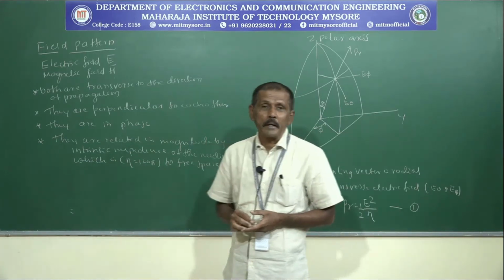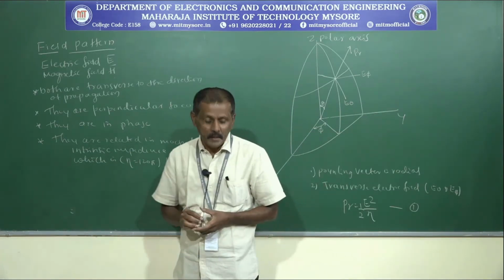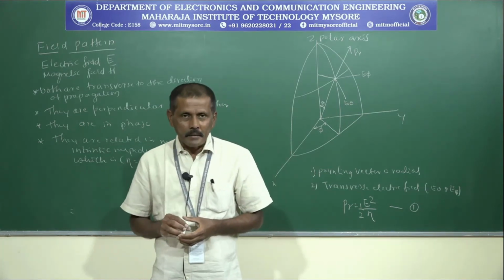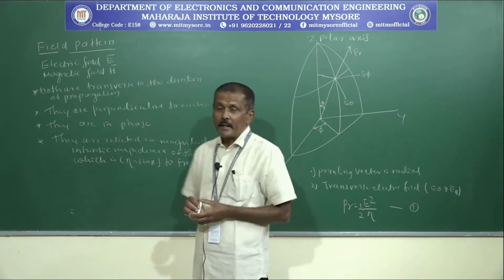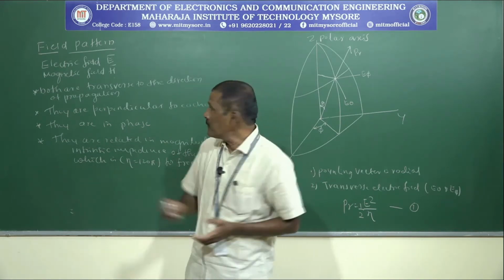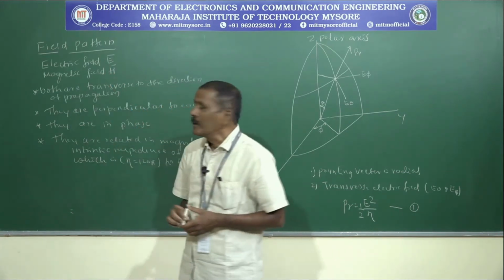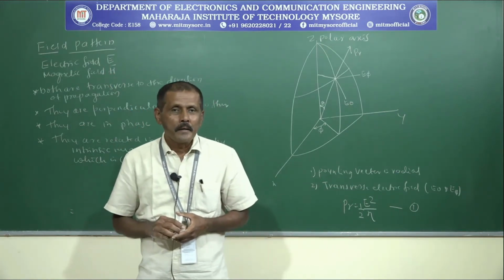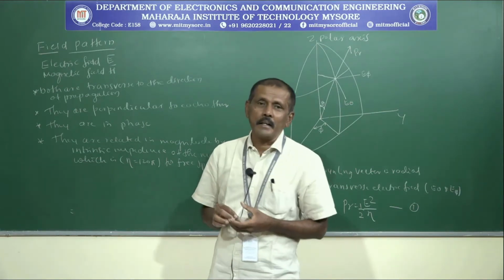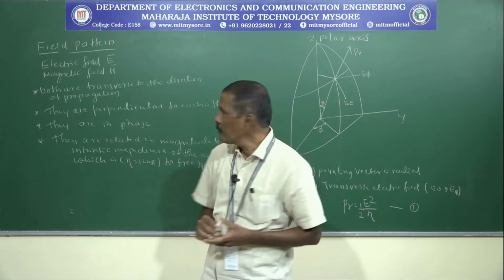Now consider the next pattern, that is the field pattern. As you already know, the electromagnetic field radiated by an antenna consists of two fields. One is the electrical field and another one is the magnetic field. And for antenna radiation is considered, both electrical field and the magnetic fields are existing.